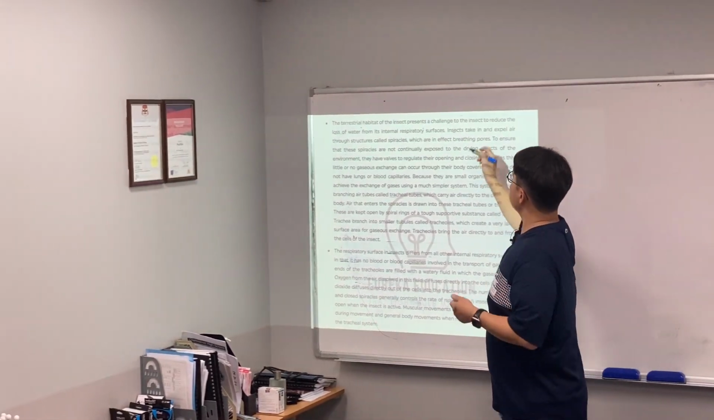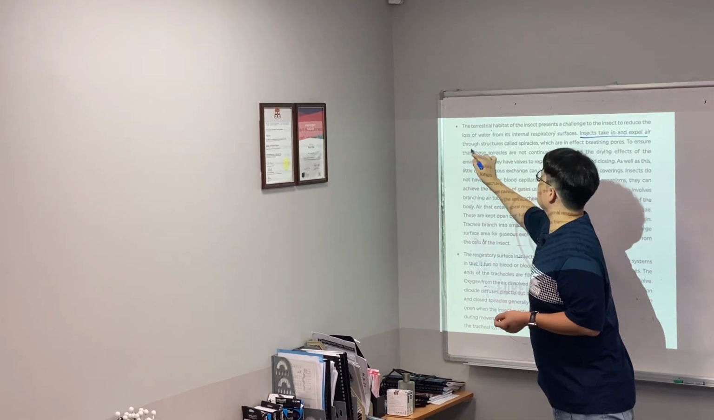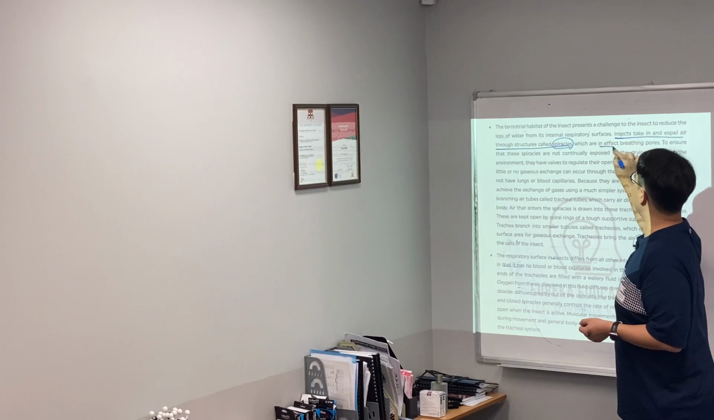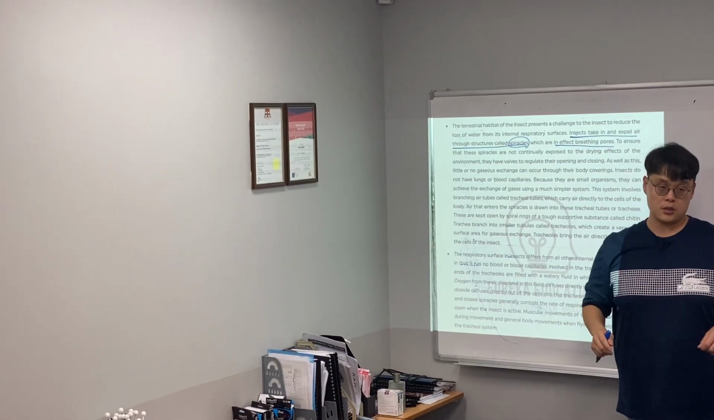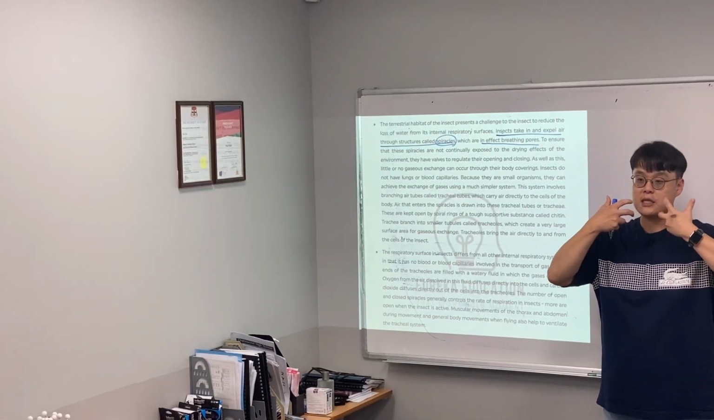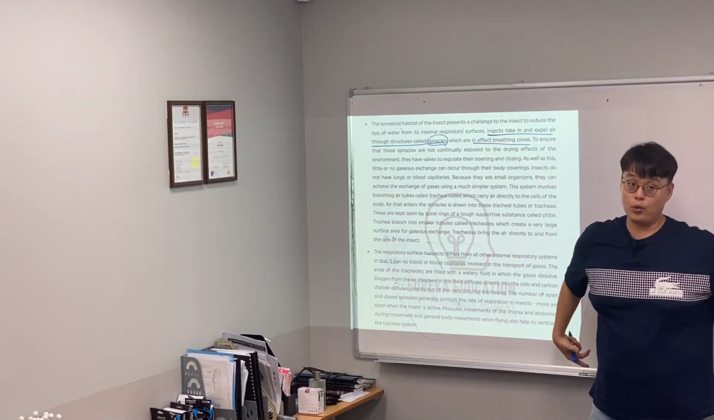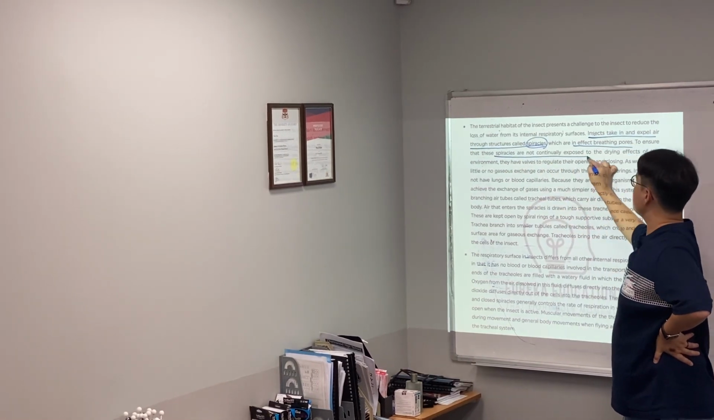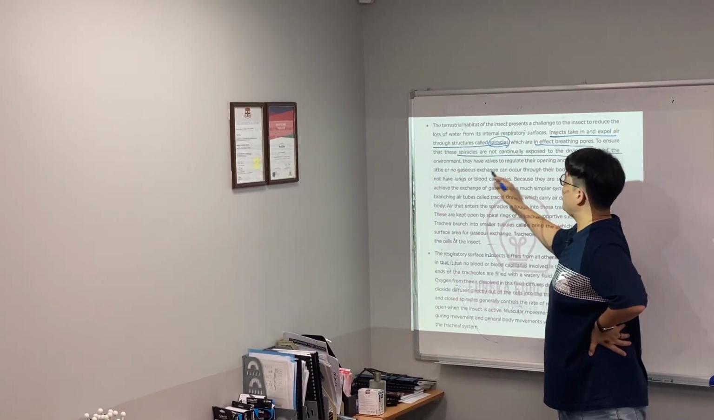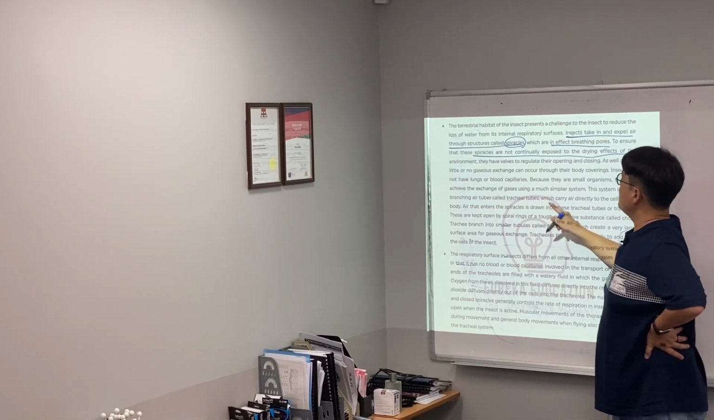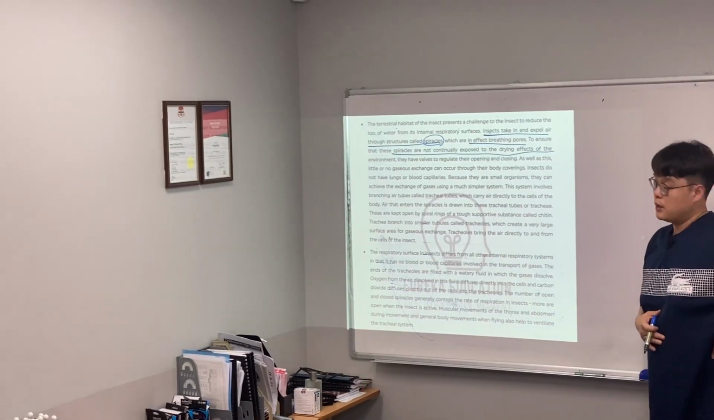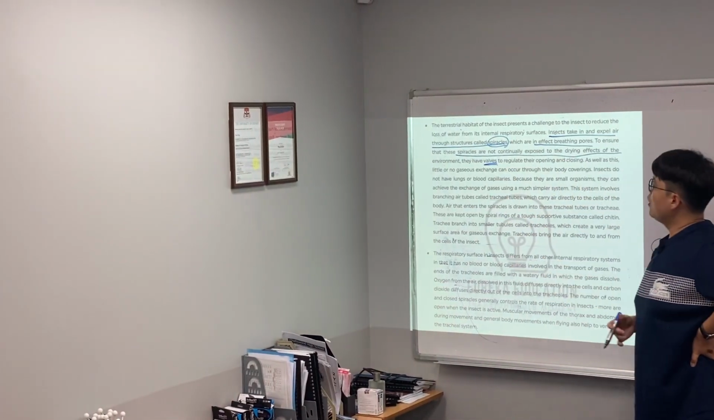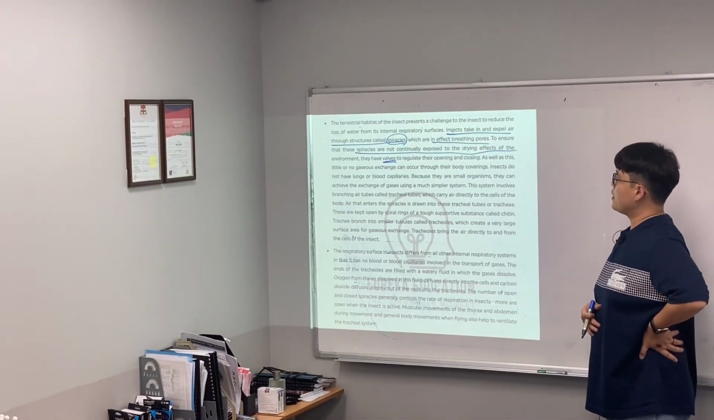This part, please. Insects take in and expel air through structures called the spiracles. Highlight that, which are in effect breathing pores. So they don't use the mouth; the mouth is not for breathing. They have pores in their bodies. To ensure these spiracles are not continuously exposed to the drying effect of the environment, they have valves to regulate the opening and closing. As well as this, no gas exchange can occur through their body covering.